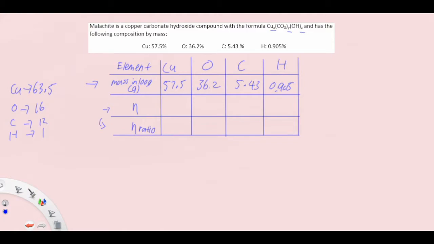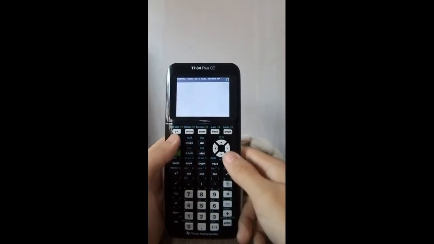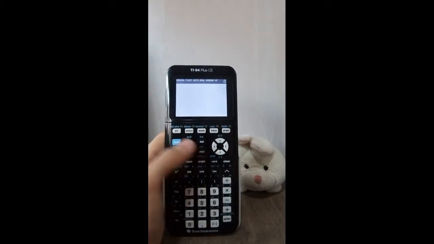So what's the faster way? It's actually in your GC. In the GC, there's this thing called the list function that you can use to calculate all four moles at once and easily calculate the mole ratio from there. This is how you can do it. Alright, so here I have my GC and snowball right here, and basically this is how to use the GC to calculate the mole in a faster way.